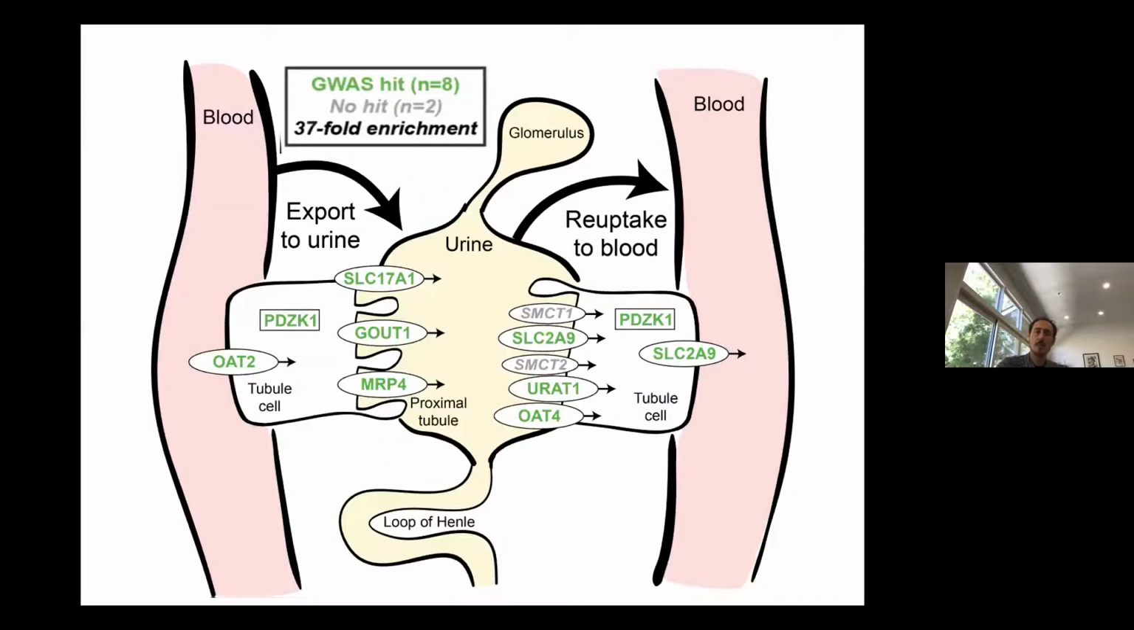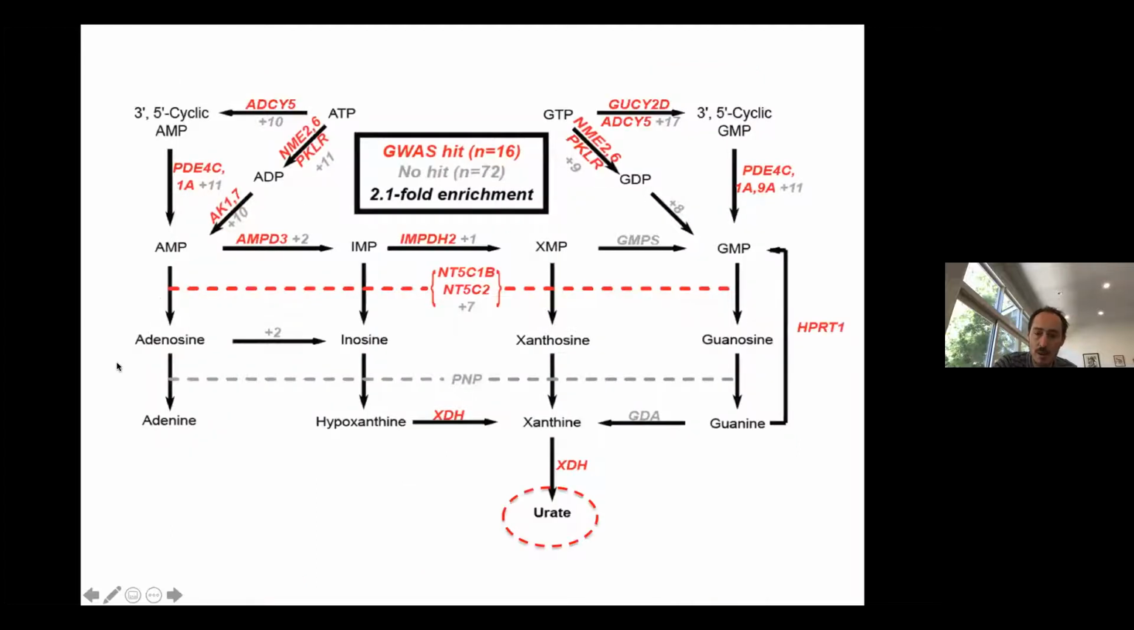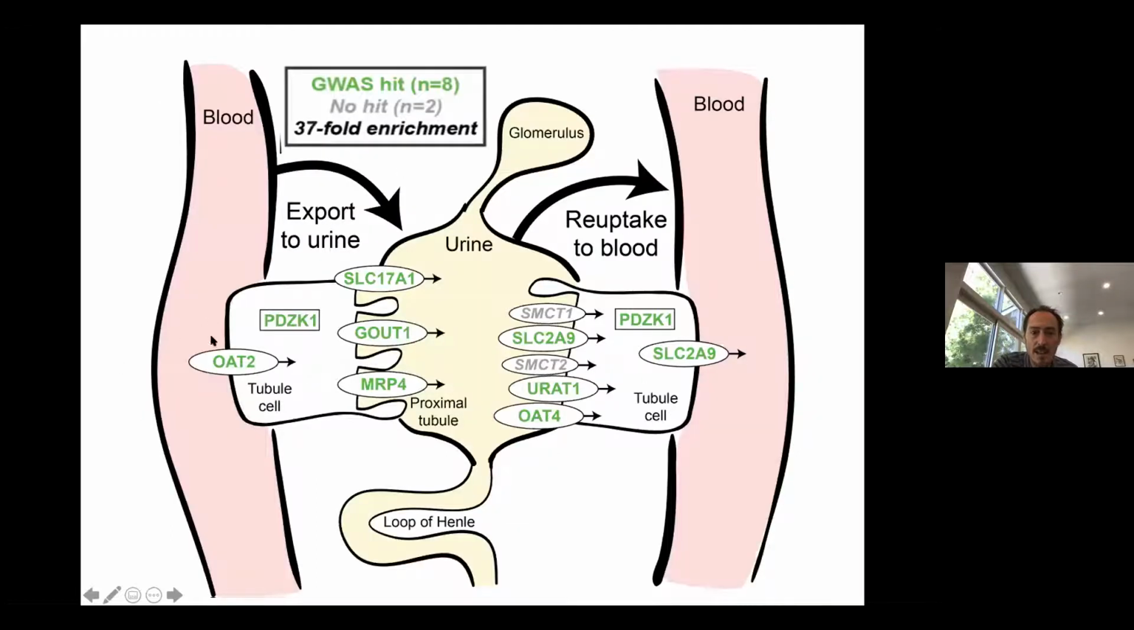Okay, so if we put these hits back onto this plot of candidate genes that I showed you from before, you can see in green are all of the genes where we have a genome-wide significant hit within 50 kb, and you can see that 8 out of the 10 genes that we had annotated have a genome-wide significant hit nearby. And this is about a 37-fold enrichment relative to the genome-wide background. So this is really huge enrichment for this pathway here.